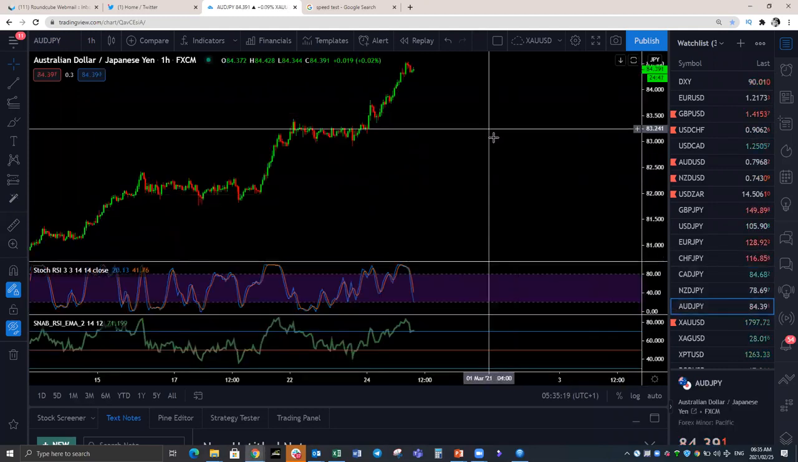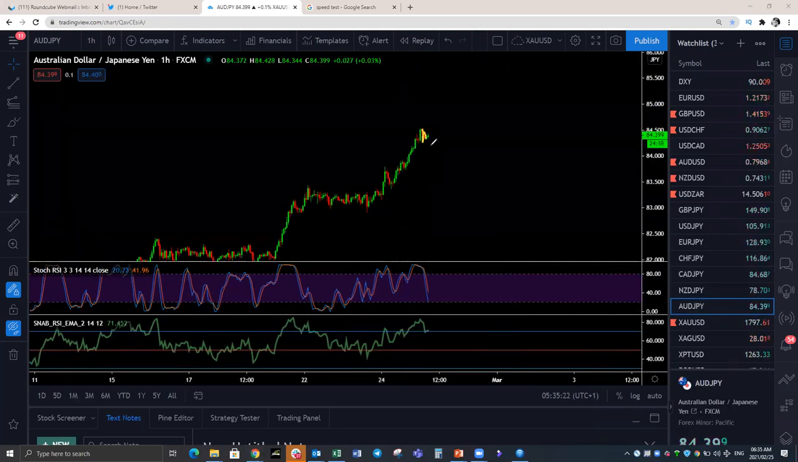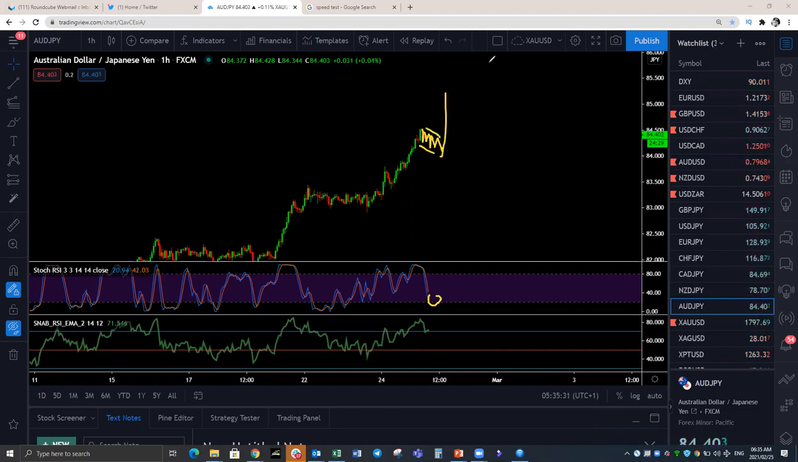And let's look at Aussie yen as well. Aussie yen, you need to get a decent correction here, so wait a bit on this one. It is resetting at the bottom and the RSI is well above 50, so that's okay. Okay, so you want to get a decent correction here and take it further up higher.